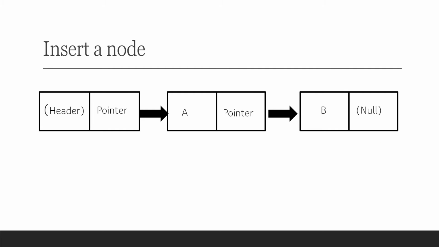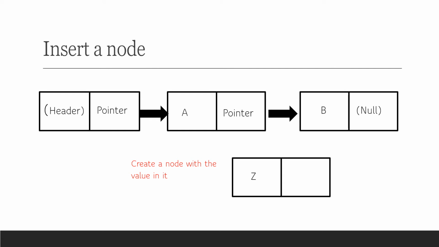Now supposing I wanted to insert a node into the list. Let's say I wanted to insert the value Z in between A and B. So I'm not appending, I'm not adding at the end, I'm inserting halfway through the list. First, I would create a node with the value in it. It's not part of my list yet.